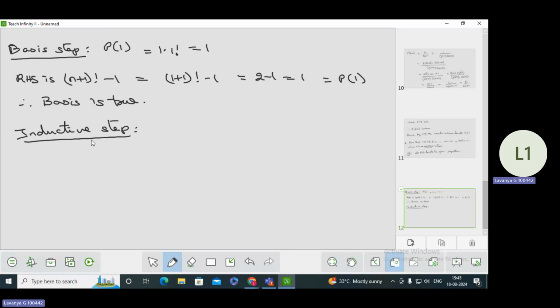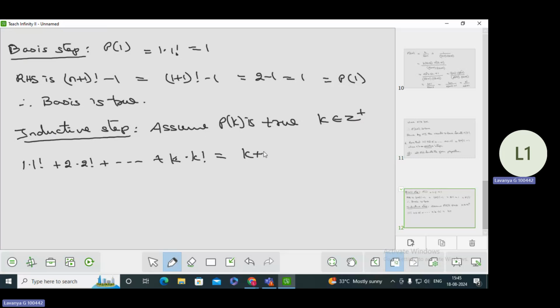So what do we have to do in inductive step? We have to assume P of k is true for arbitrary integer k. In this case, our k belongs to Z positive, that is the set of positive integers. So 1 into 1 factorial, 2 into 2 factorial, etc., I have to go up to k into k factorial. This value is nothing but (k + 1) factorial minus 1. This I have to assume is true. Let me take it as equation number 1.